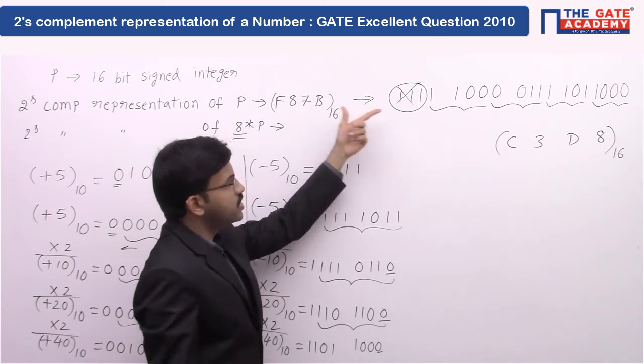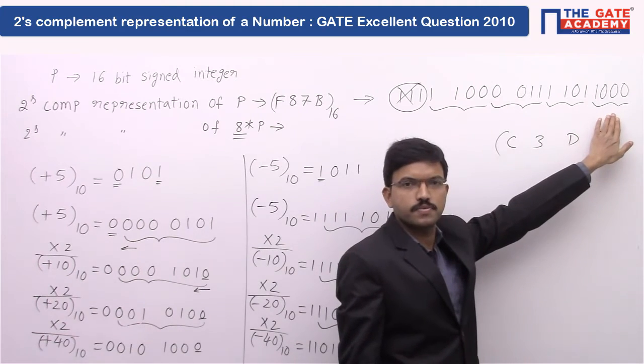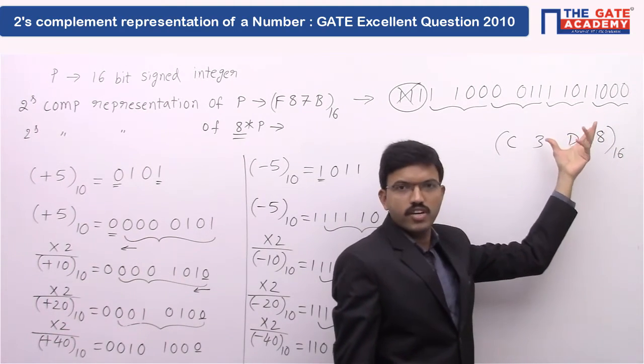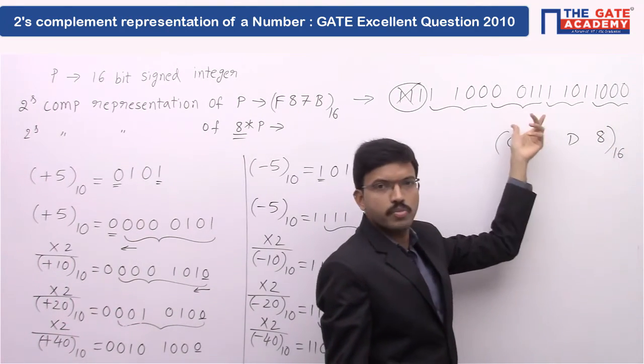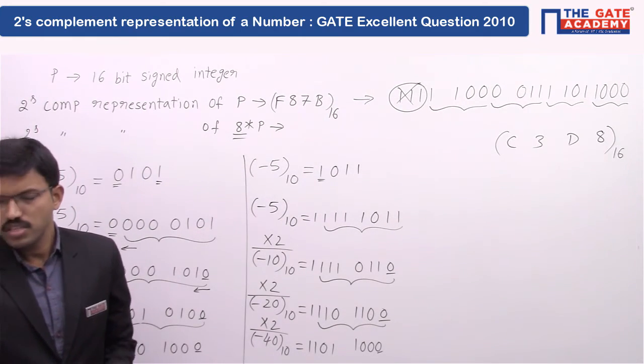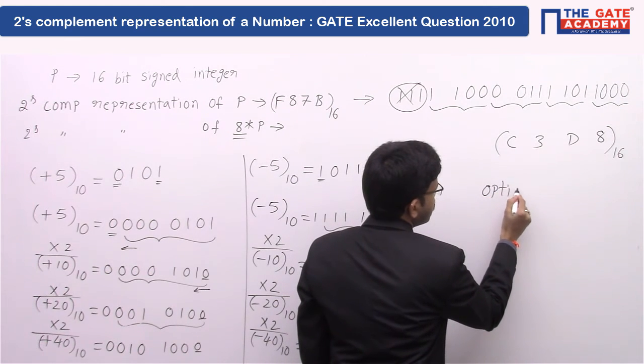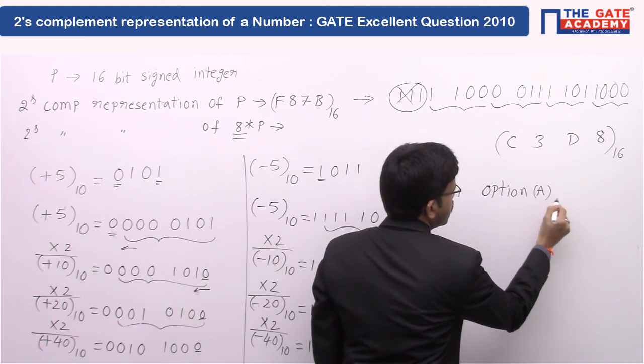Just convert this number into binary. Ignore these 3 bits and put 3 zeros here. Since the given options are hexadecimal, do the grouping of 4 bits. C3D8 base 16. That means option A is the correct answer. Option A is the correct answer.